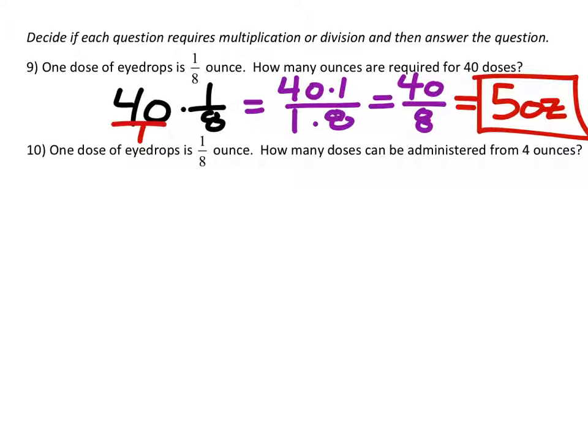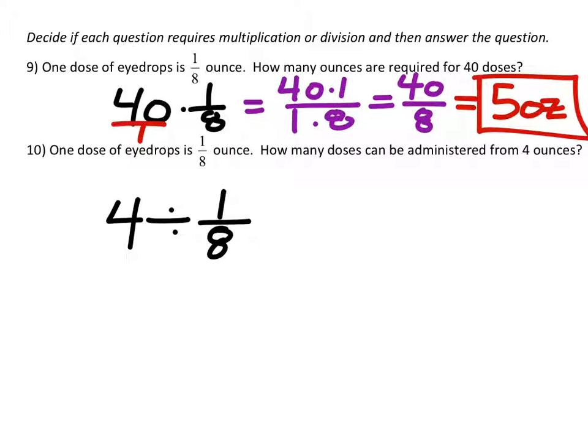All right, 10 is a little different because it says we still have the same size eye drops, 1/8 ounce a dose, but it wants to know how many doses we can make from 4 ounces. So this one is division. We have the 4 ounces, but we're going to divide it into eighths. In other words, how many eighths are there in 4 ounces?